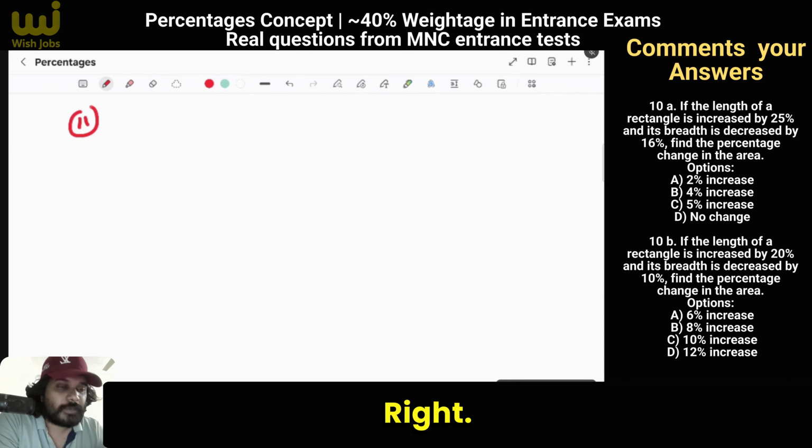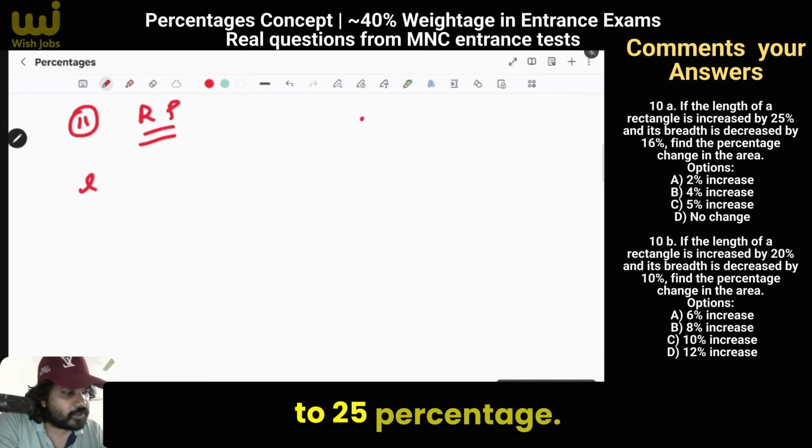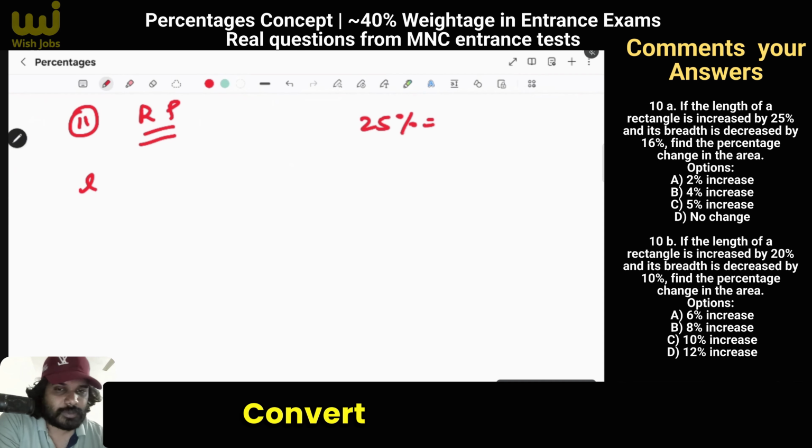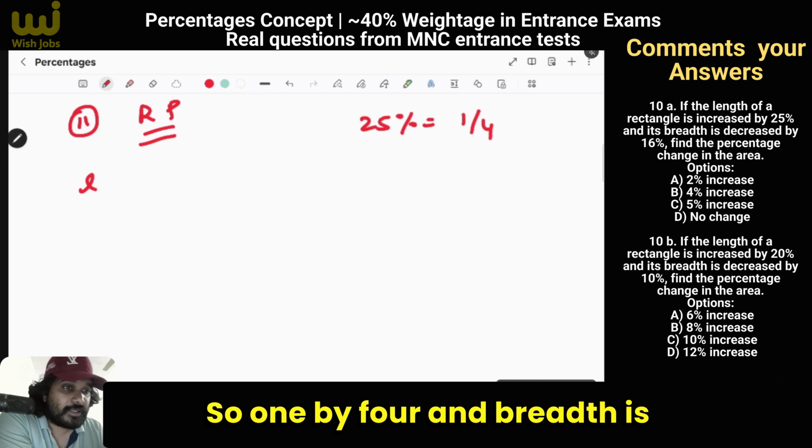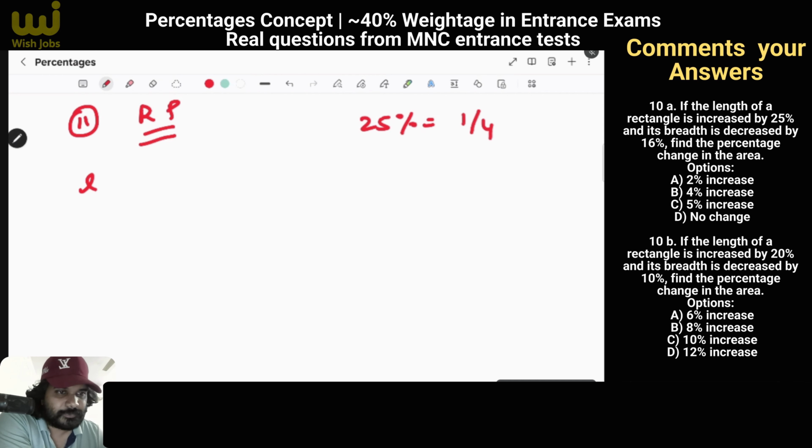The 11th problem, this is a revision problem. The length of the rectangle is increased by 25%. So first, increased by 25%. 25% is what? Convert it into fractions. 25% means 1 by 4. And the breadth is decreased by 16%.